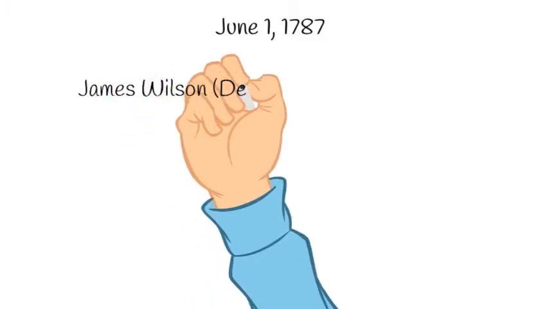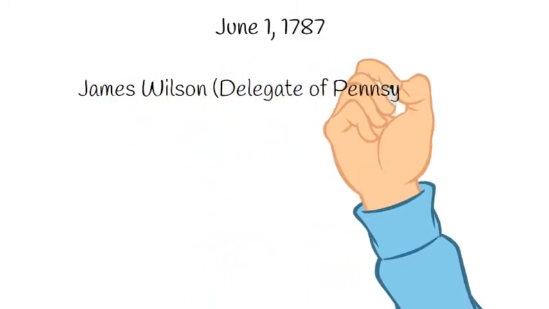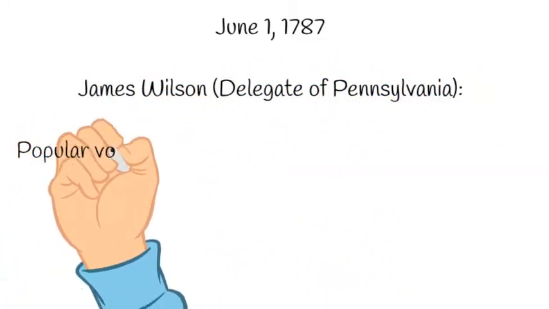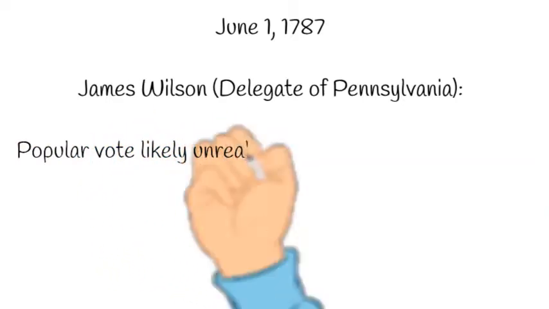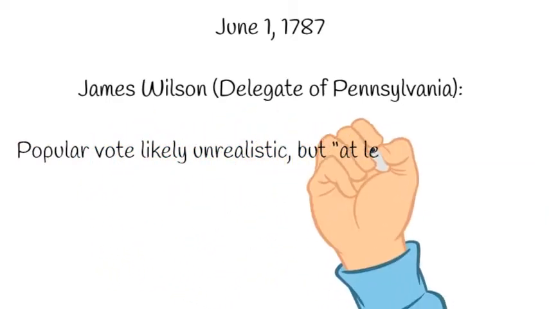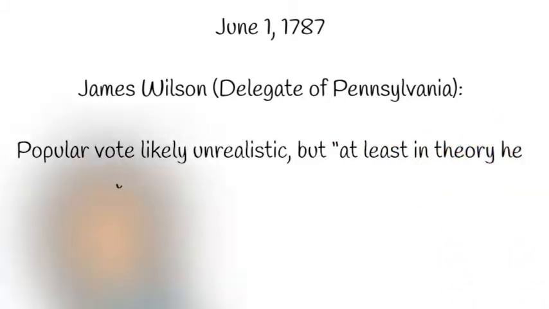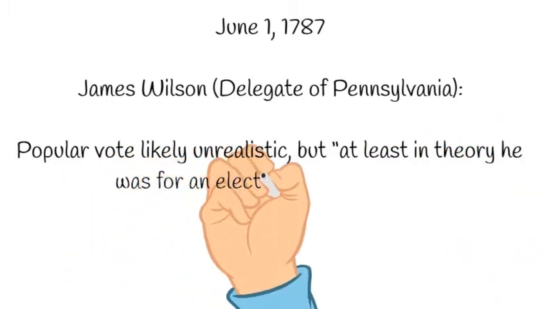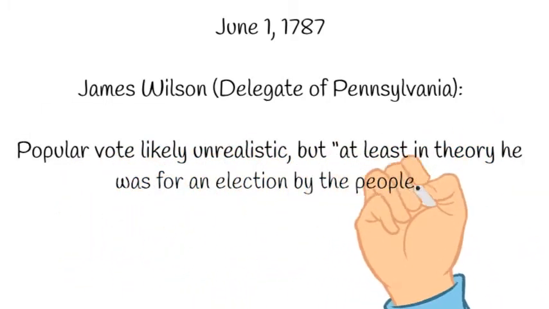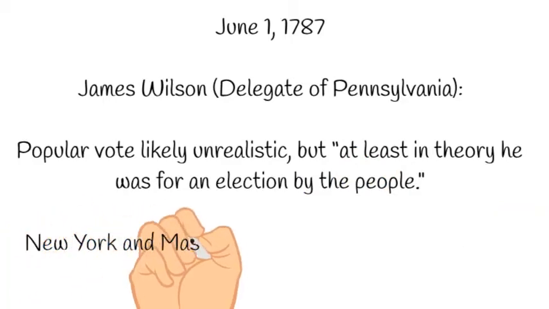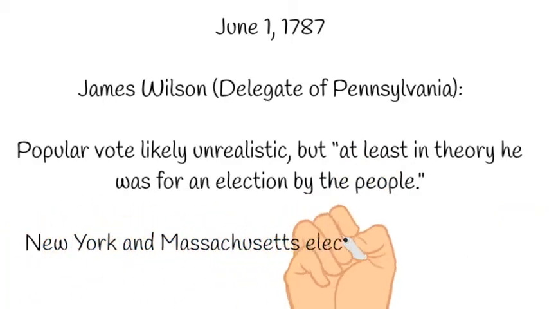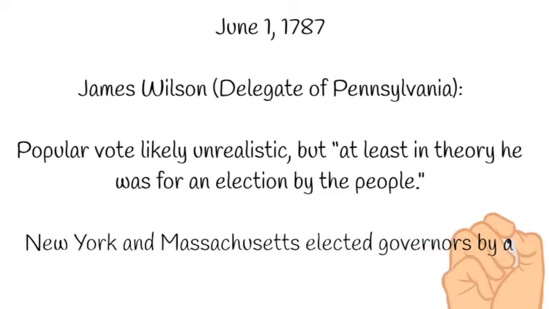On June 1, 1787, while debating the idea to have the national legislature or Congress choose the president, James Wilson, delegate of Pennsylvania, argued to the delegates that it may appear too unrealistic, but he thought, at least in theory, he was for an election by the people, and noted New York and Massachusetts elected governors by a popular vote.